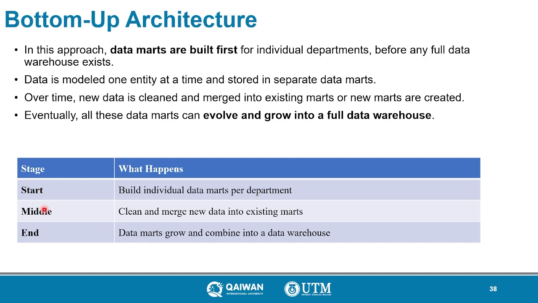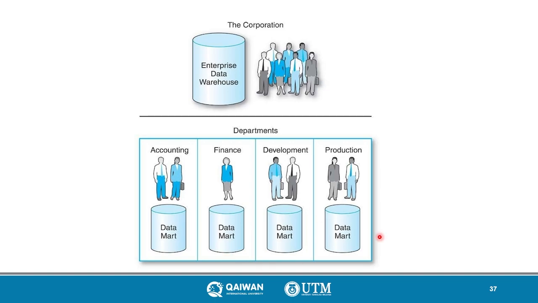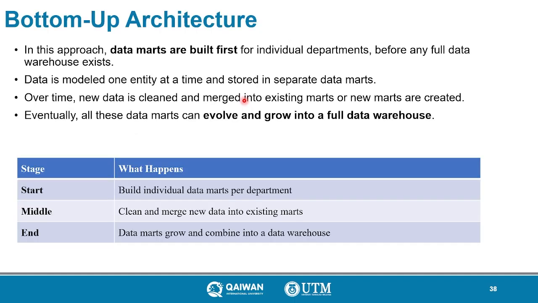Now we have three stages: start, middle, and end. In the start stage, build the individual data mart per department. Now in the middle stage, we clean and merge new data into existing marts. So we bring more data into these marts that we created in the first step. Now at the end stage, data marts grow and combine into a data warehouse. So we have these data marts, and once they have grown and have a lot of information, all of them together create the data warehouse.